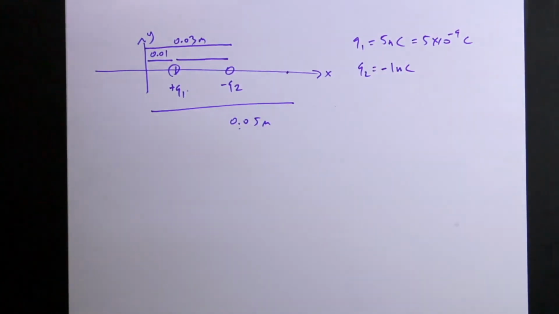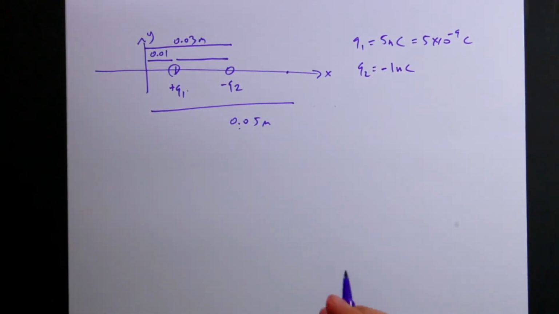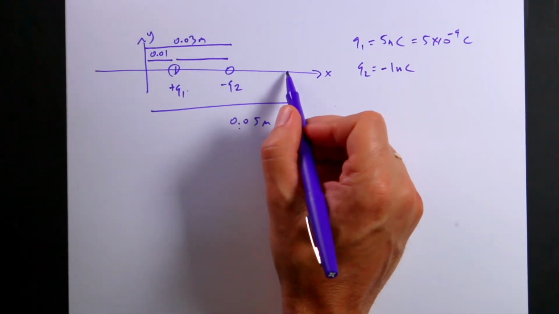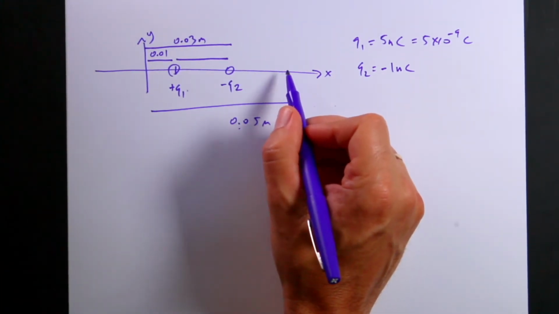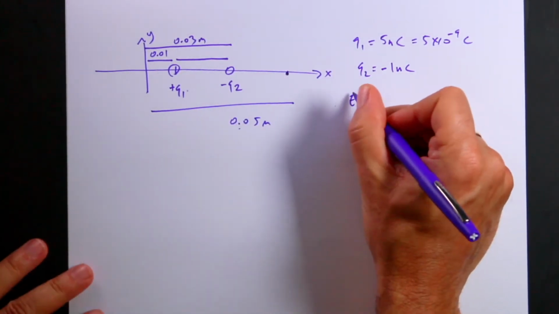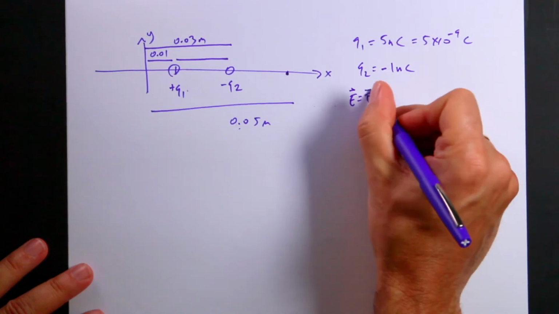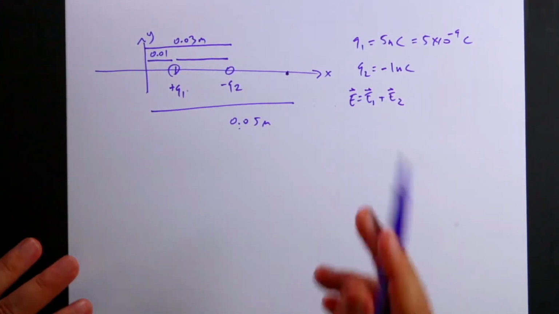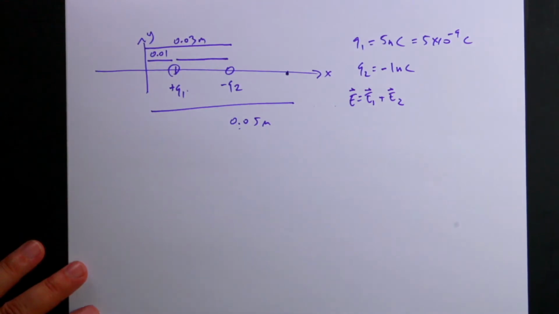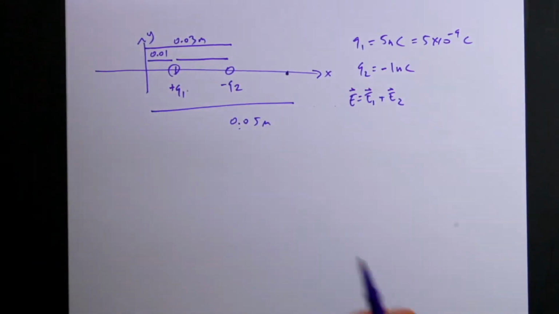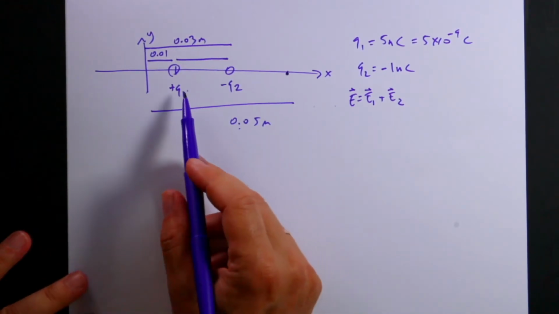I'm just making this stuff up off the top of my head. There's nothing special about it. And I want to find the electric field at this point right here, the total electric field. So I know that E is equal to E1 plus E2. So I need the expression for E1 and E2 as a vector. This is pretty easy since they're all in one dimension. And then we'll do a problem that's in two dimensions.